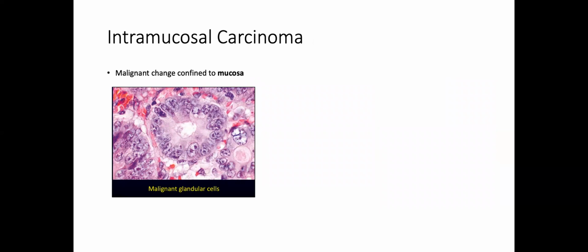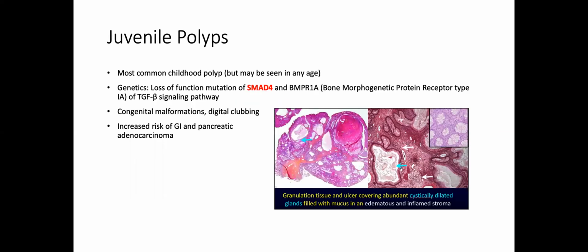Intramucosal carcinoma. So here's what looks like a malignant granular cell, and this is that malignant change confined to the mucosa. Juvenile polyps are most commonly seen in childhood, and that's why they're called that, but they can actually be seen at any age. It's a loss of function mutation of SMAD4 or BMPR1A. I think SMAD4 is probably the most important. These kids usually have congenital malformations and digital clubbing as well. They have an increased risk of GI and pancreatic adenocarcinoma. And we can see these big cystic dilated glands.